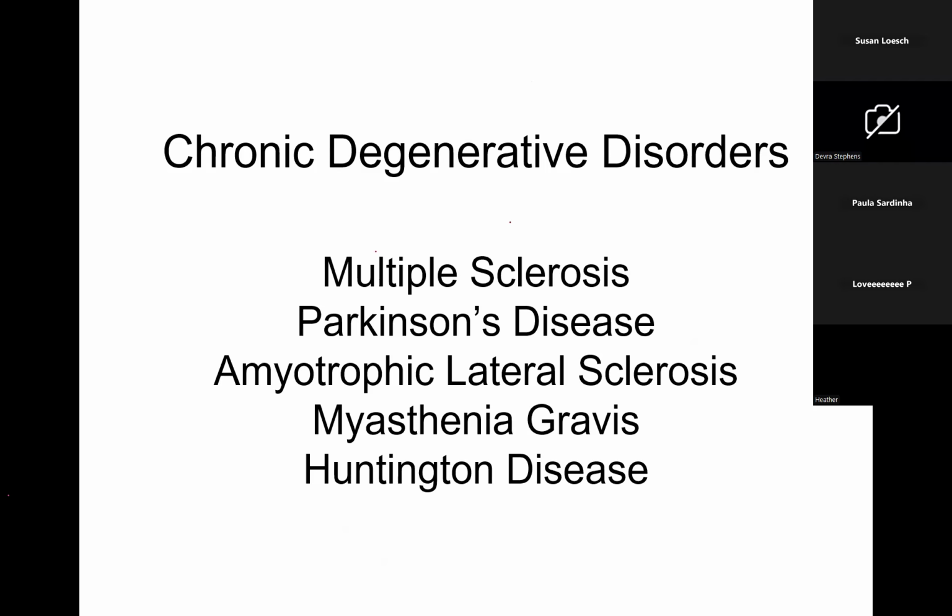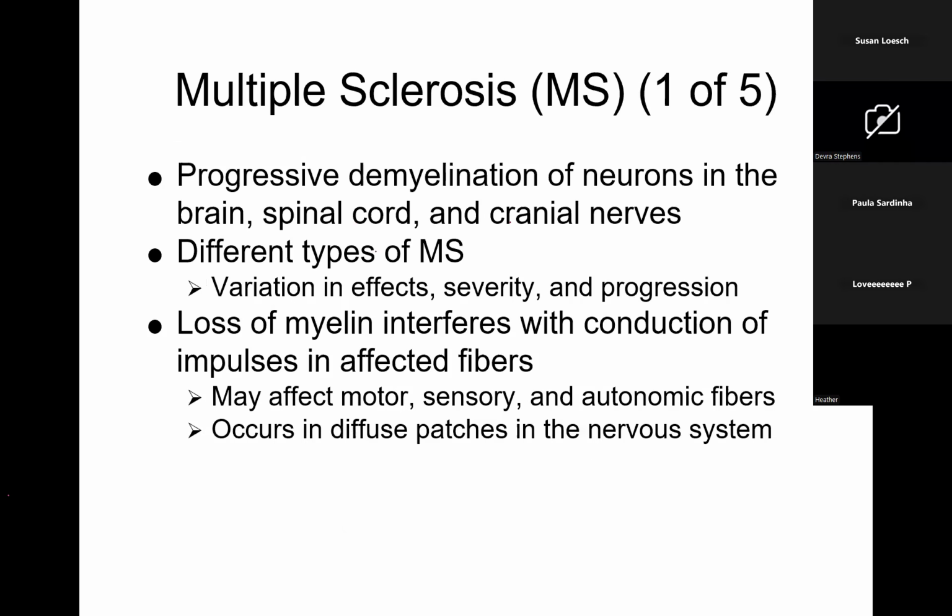All right, next is multiple sclerosis. So the difference between this and Guillain-Barré syndrome. Remember, in Guillain-Barré syndrome, it's demyelination of the peripheral nervous system, okay? Don't get them mixed up. And it causes that ascending paralysis where it travels up the legs and then to the respiratory system and the face. In multiple sclerosis, we have progressive demyelination of neurons in the brain, the spinal cord, and the cranial nerves.